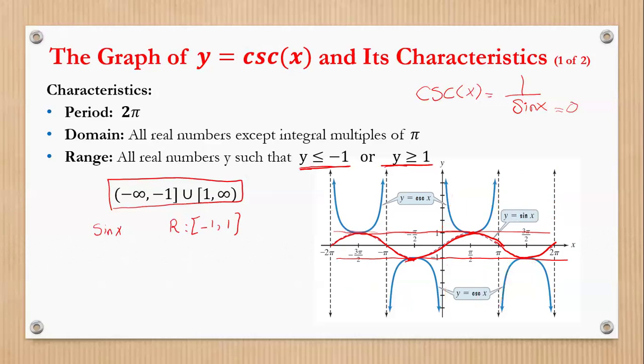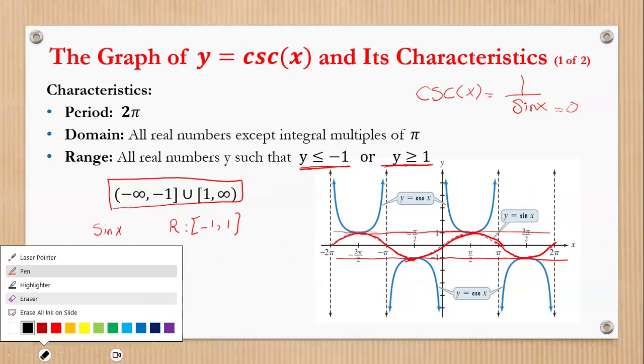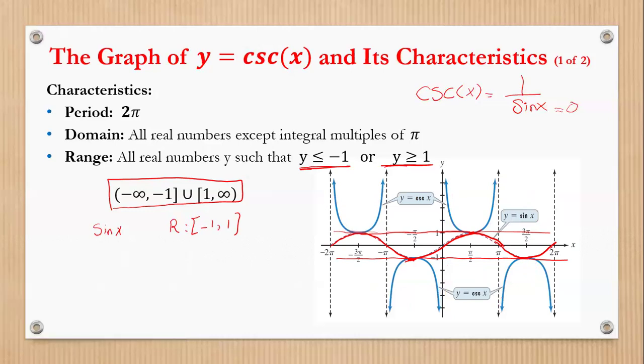And we will have the same situation for secant as well, because the range of cosine is also from -1 to 1. So the range of secant can be any number except the numbers between -1 and 1, within that interval.